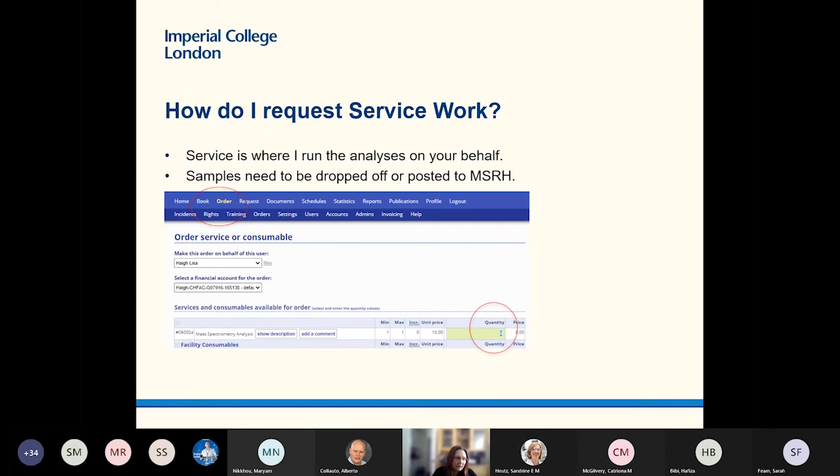So service work is where I can run stuff on your behalf. If you go to PPMS and you want to request a service, then you can go to the order page. Here you'll be asked to submit your mass spec analysis sample. There'll then be another form which has all the information that I need to complete your work, and then I'll normally email the results to you.